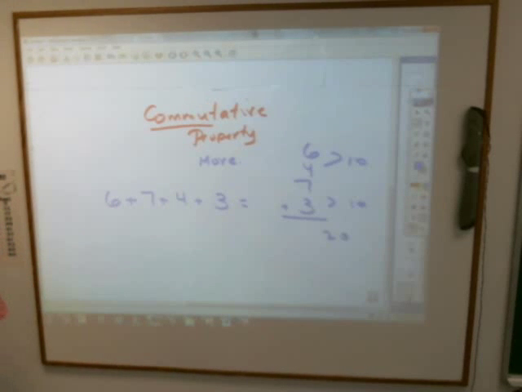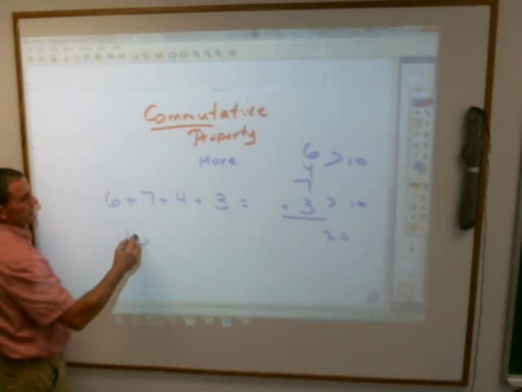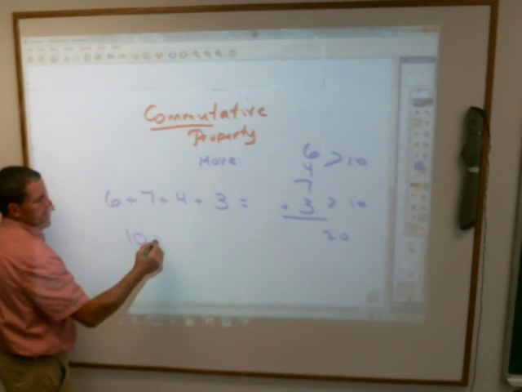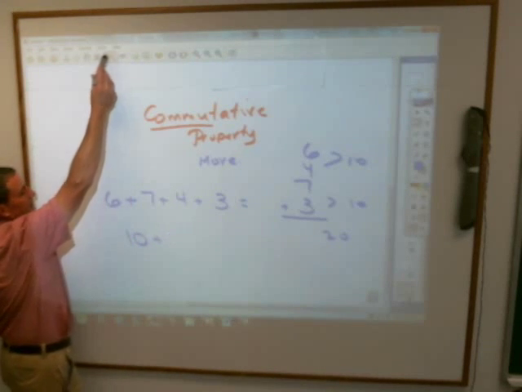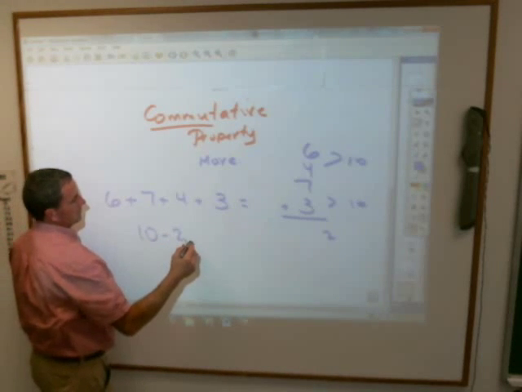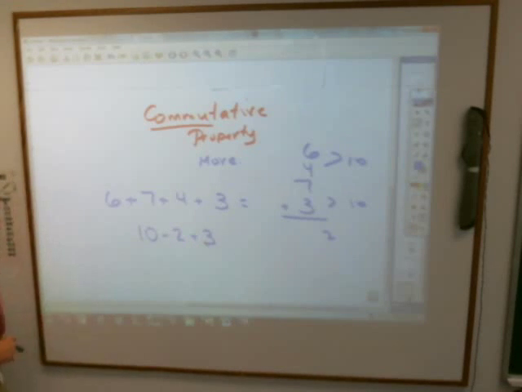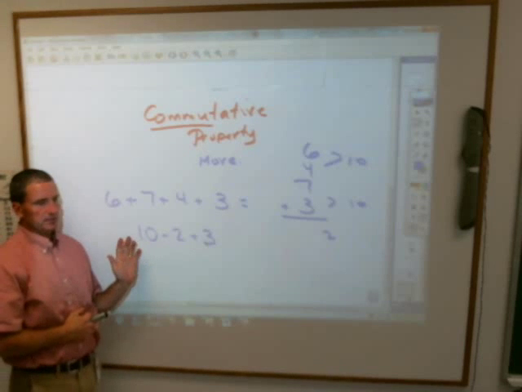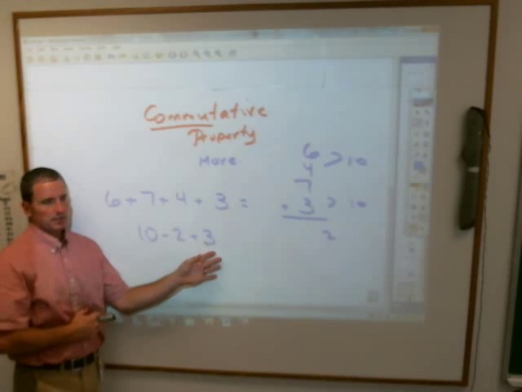Okay, you are not allowed to do that with subtraction. If I had 10 minus 2 plus 3, what's the answer to this? First of all, let's see what's 10 minus 2. And plus 3 is 11.